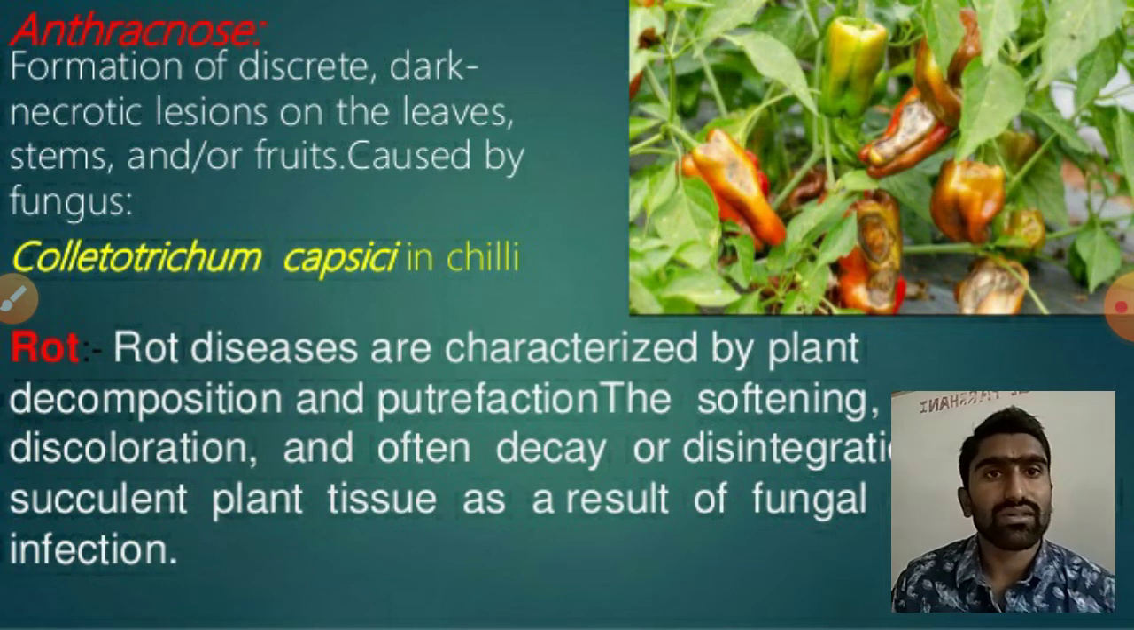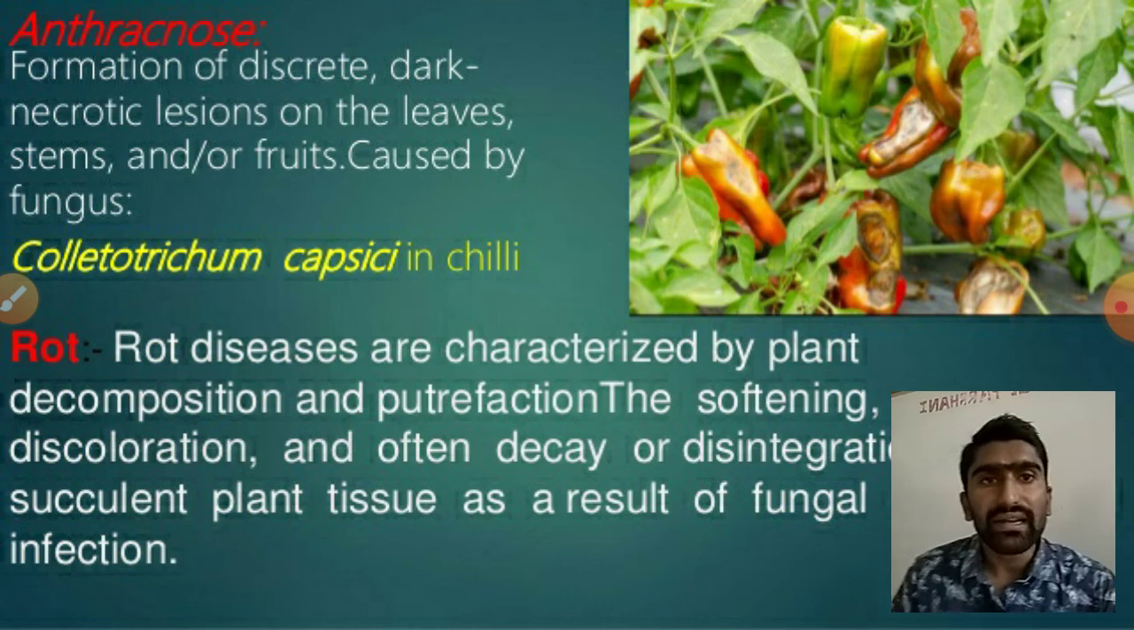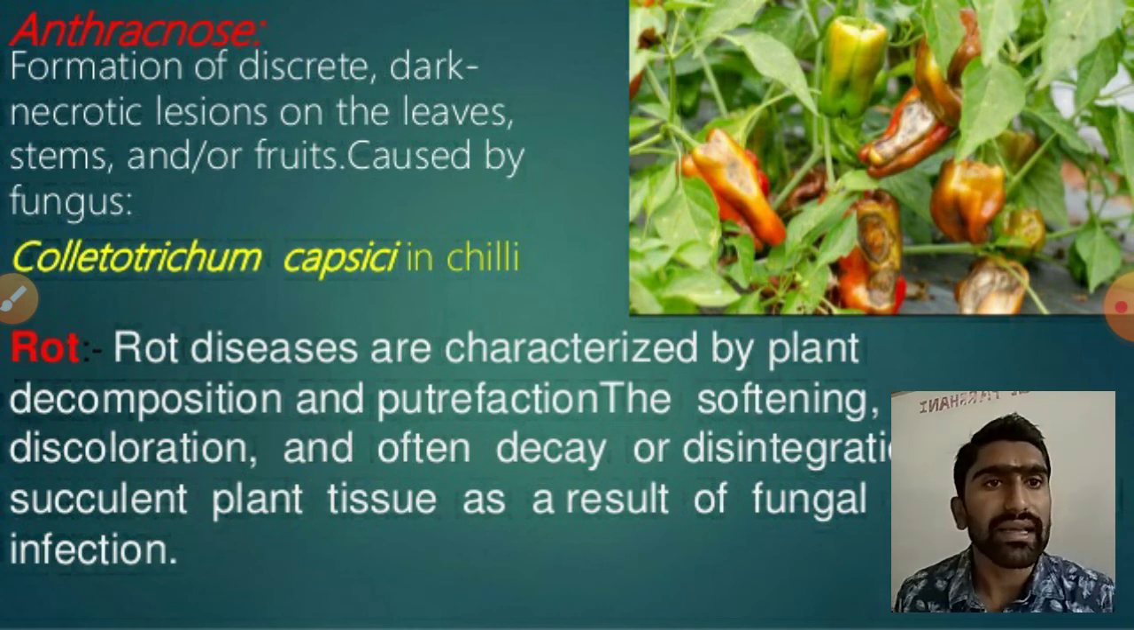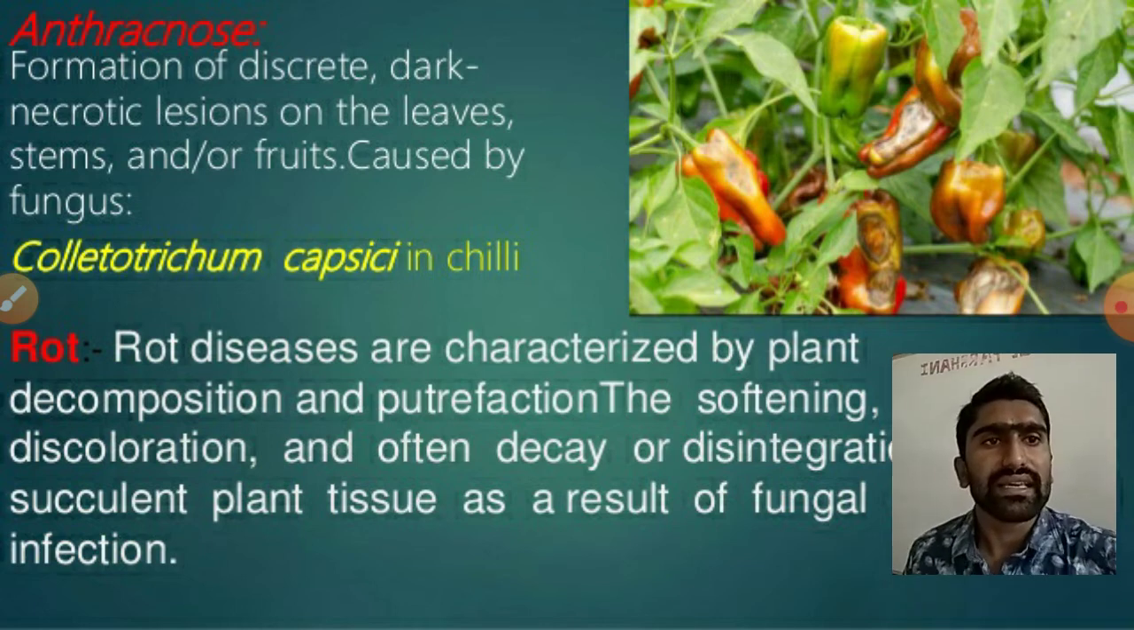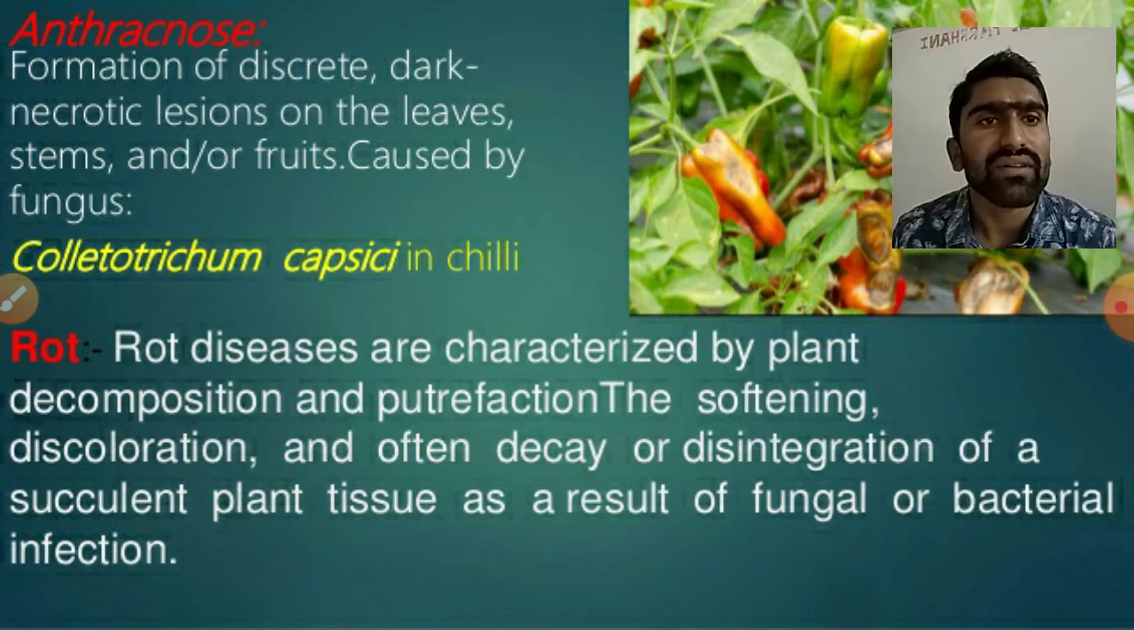Rot diseases are characterized by plant decomposition and putrefaction, and the softening, discoloration and often decay or disintegration of succulent plant tissue as a result of fungal or bacterial infection.